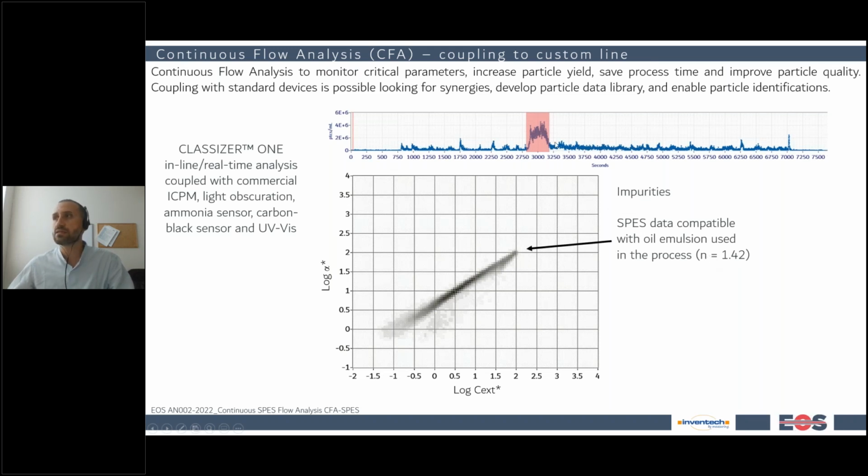So in this case, there is a leak of the oil during the process. So it is an impurity. It is not a signal coming from the particles of interest.